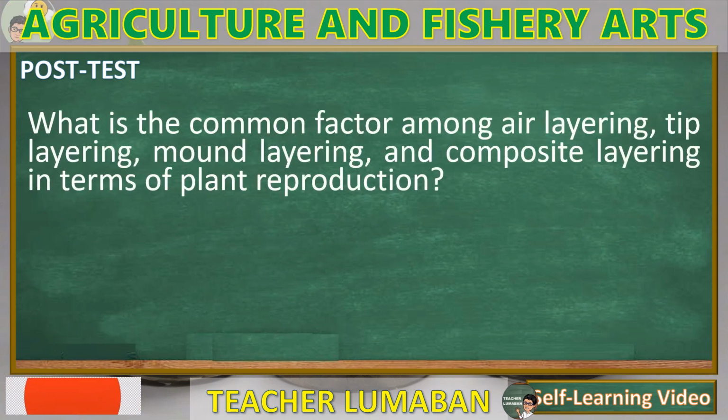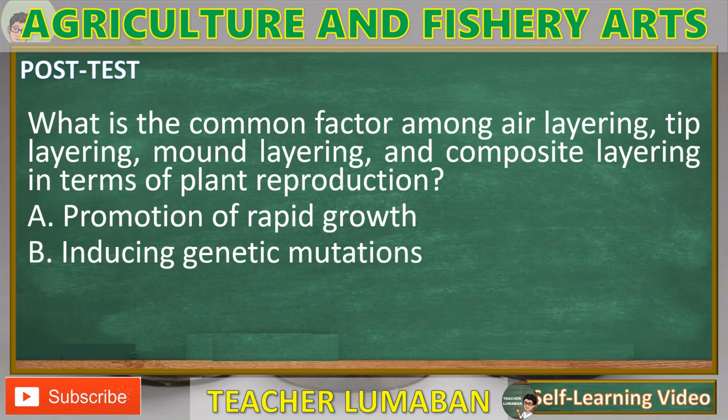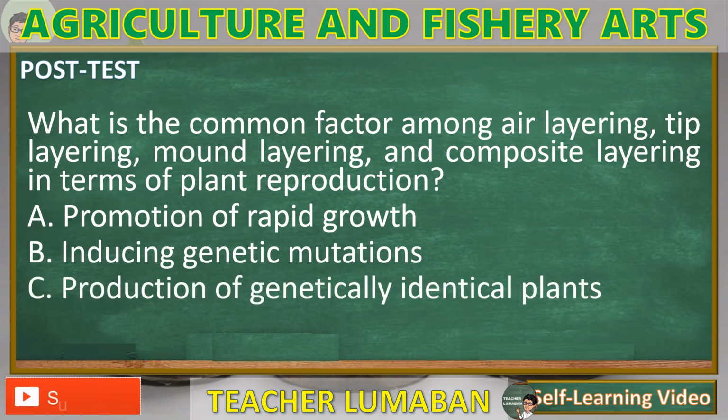What is the common factor among air layering, tip layering, mound layering, and composite layering in terms of plant reproduction? A. Promotion of rapid growth. B. Inducing genetic mutations. C. Production of genetically identical plants. D. Resistance to pests.